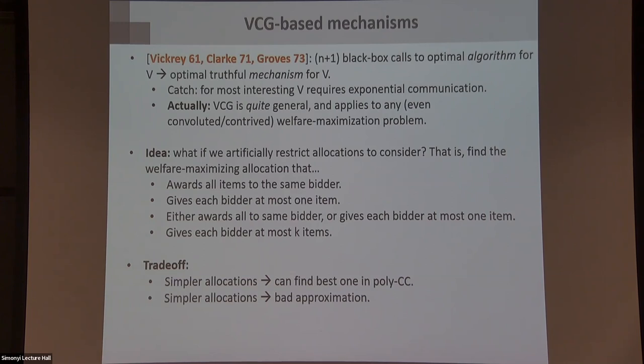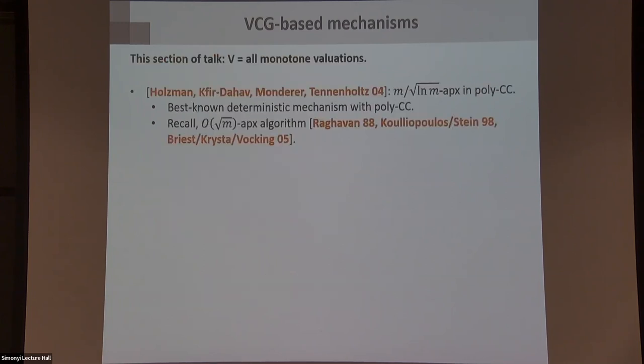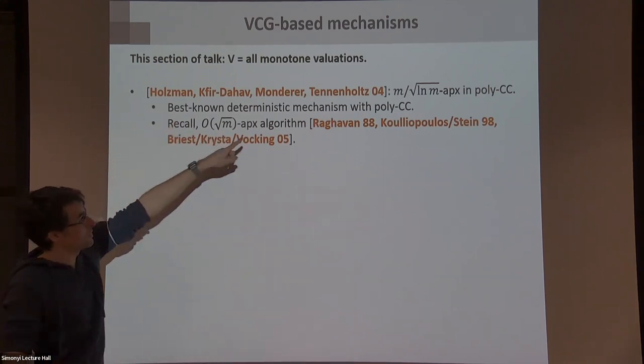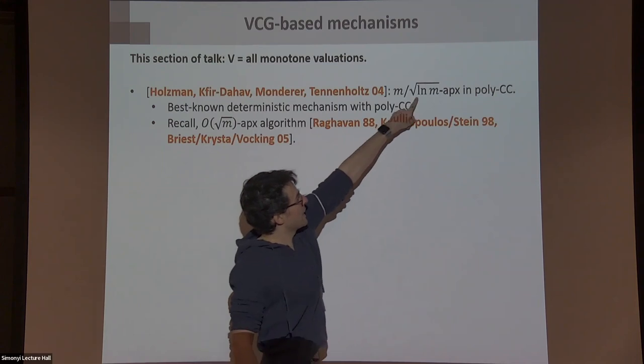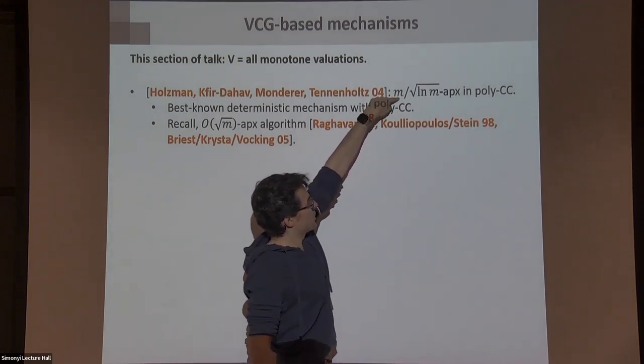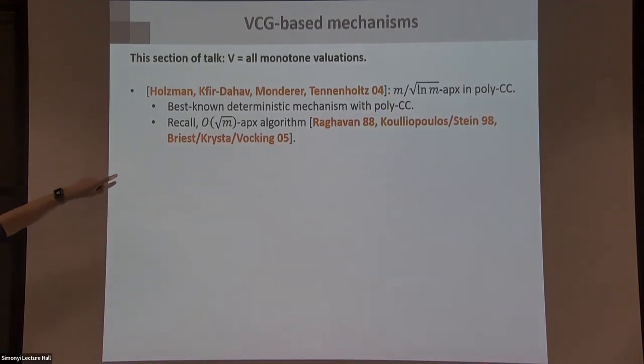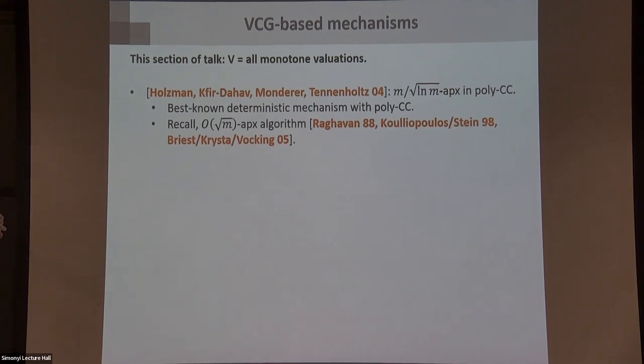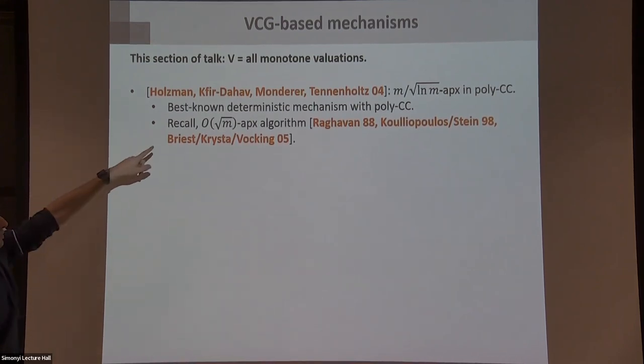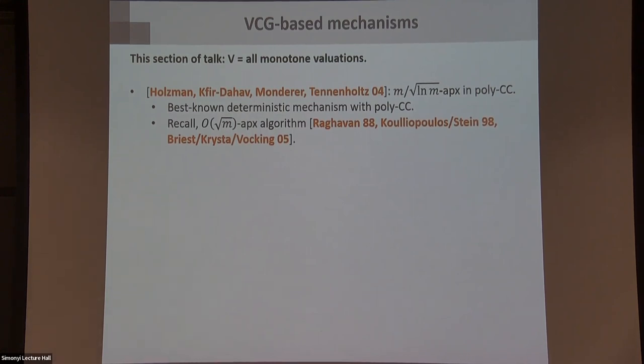Okay, so for the rest of this part of the talk, I'm only going to look at all monotone valuations. And I will tell you what is the best thing. So here's the best thing. Slightly better than trivial in poly communication. And this is also the best known deterministic mechanism with poly communication at all. Like I said, all the best deterministic mechanisms are all VCG based right now.